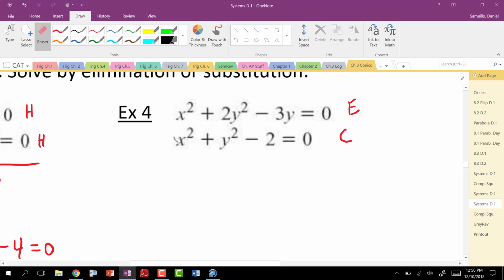Okay? All right, so here we go. Multiply by a negative.